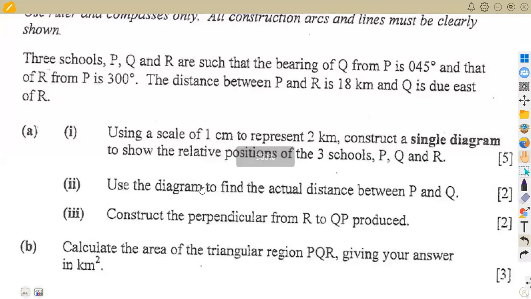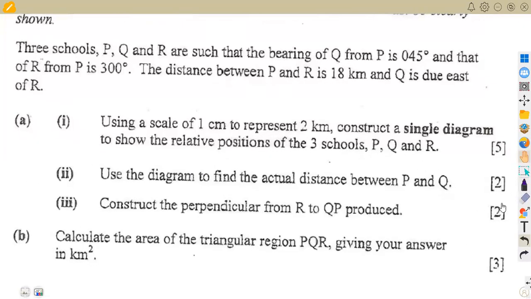So given this first part, let us check what we have. We have got three schools that are P, Q, and R, and these three schools are given such that the bearing of Q from P is 045 degrees. Remember, if you are given three digits like this, it means we are referring to the three-figure bearing. And that of R from P is given as 300 degrees. We're also given the distance P to R, which is 18 kilometers. Q is due east of R. So that is the information that you're given.